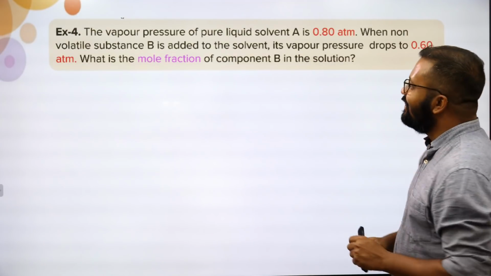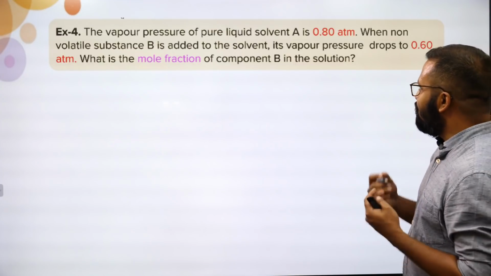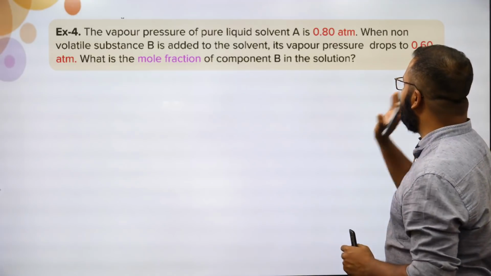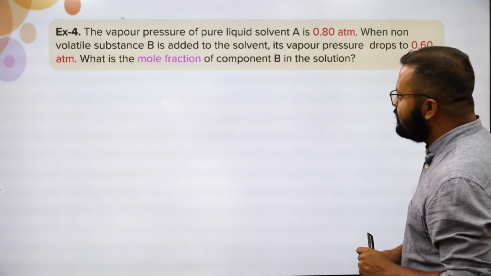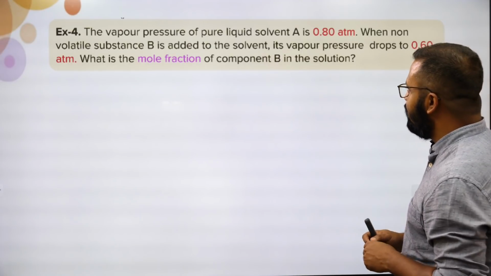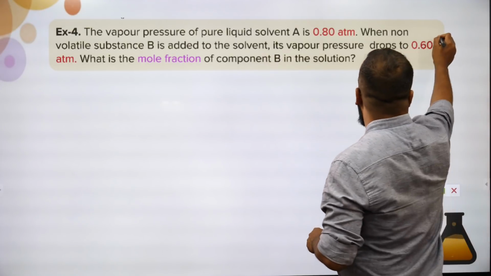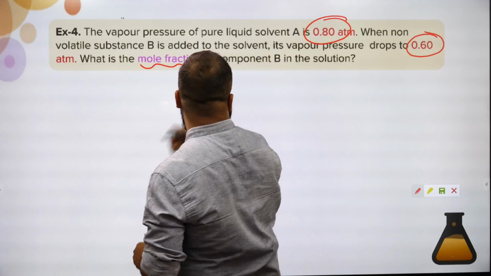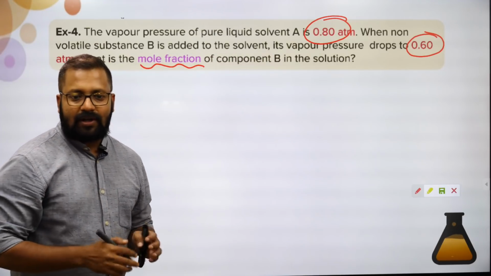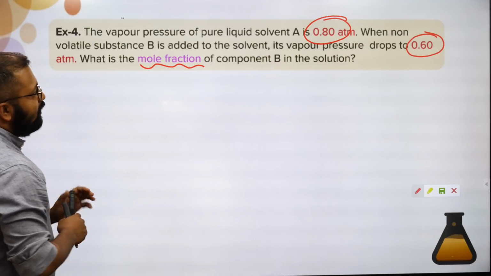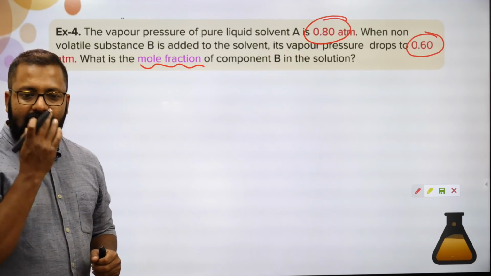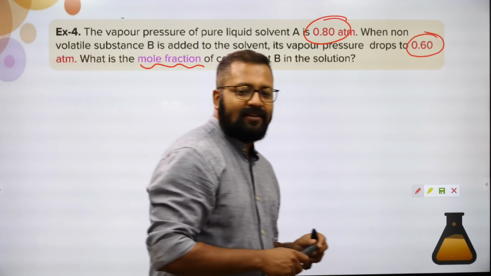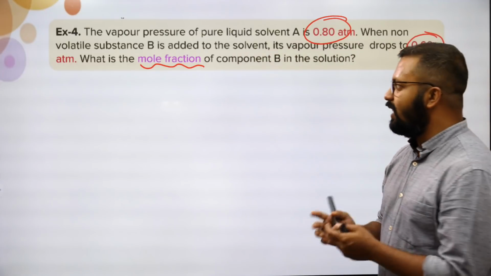Next question. The vapor pressure of pure liquid solvent is 0.8. When non-volatile substance B is added to the solvent, its vapor pressure drops down to 0.6. What is the mole fraction of component B in the solvent? Very easy. Tell me, what will be the answer? I have not given you the options.